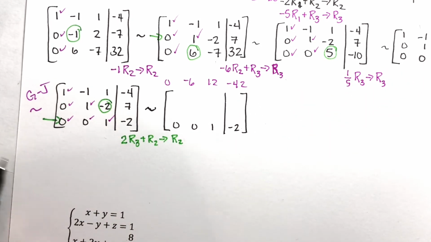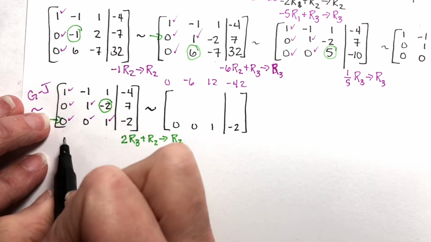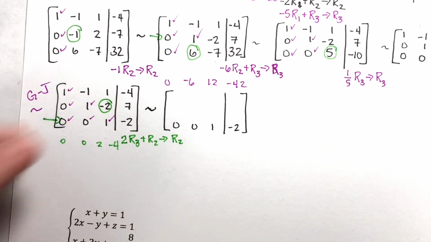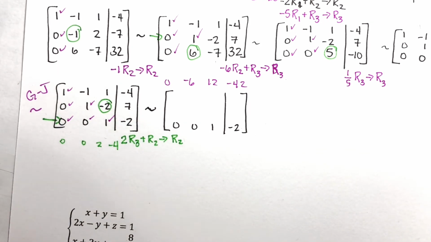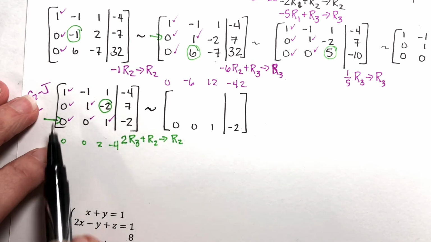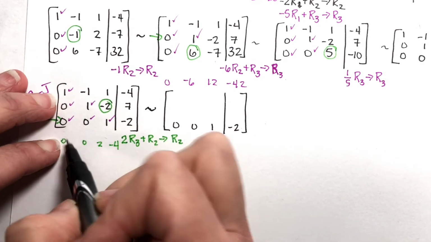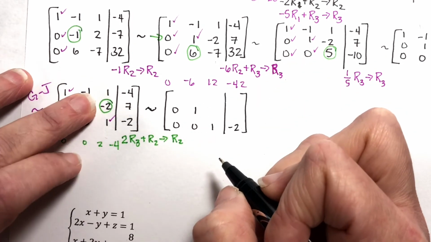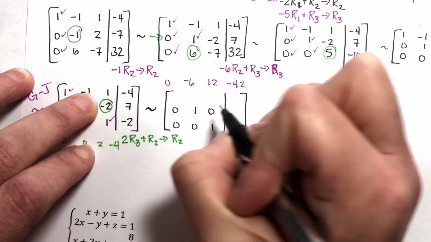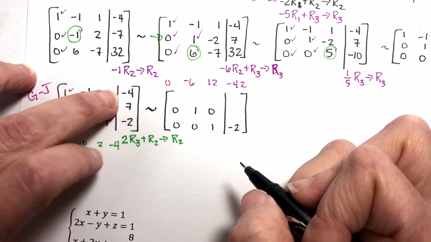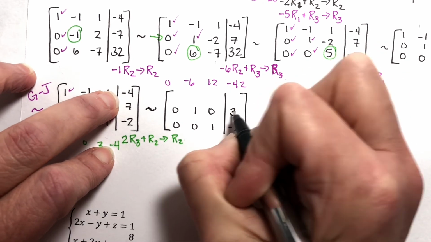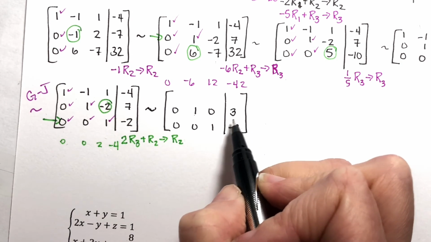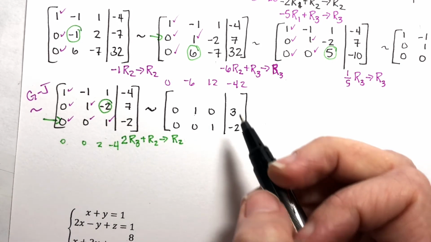Now, if I do 2 times row 3, that's going to be 0, 0, 2, negative 4. So that will give me 0. I'm replacing row 2, so 0 plus 0 is 0. 1 plus 0 is 1. Negative 2 plus 2 is 0. And then I have 7 minus 4, which is 3. So at this point, I know my z value, I know my y value, I'm working towards getting my x.